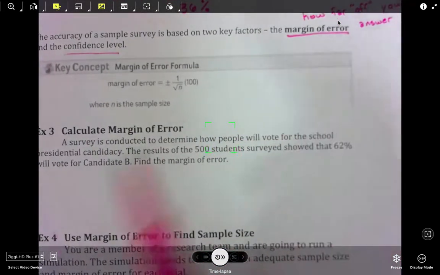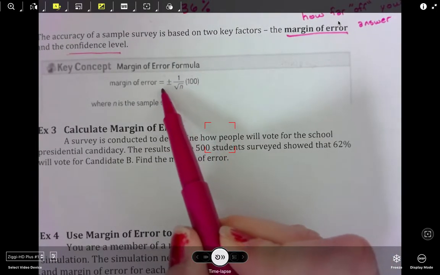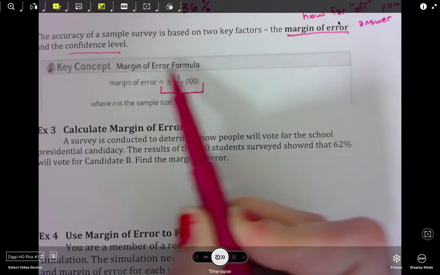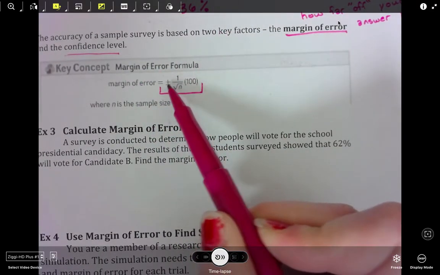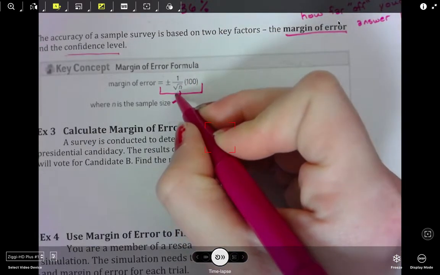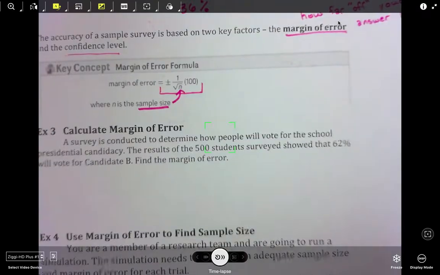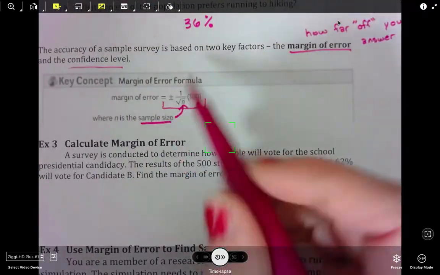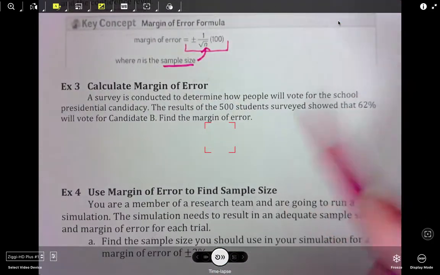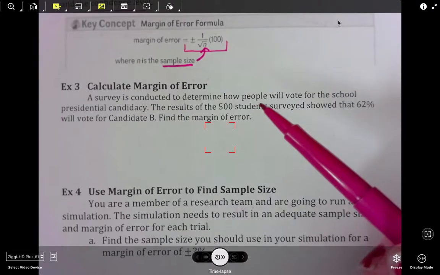Okay, to calculate margin of error, in statistics, it's a little bit more of a complicated formula, but for margin of error for you guys, it's just going to be positive and negative 1 over the square root of n, and n is the sample size. Okay, so here 250 was our sample size, all right? And then you multiply that by 100, okay? So we're going to calculate the margin of error down here in example 3.